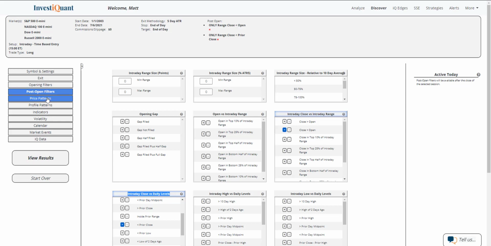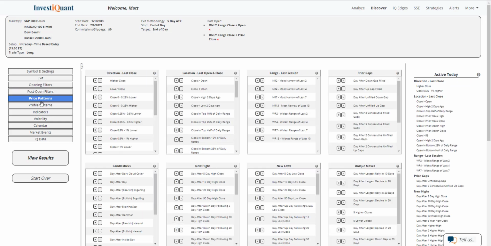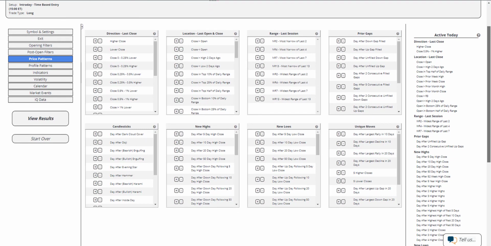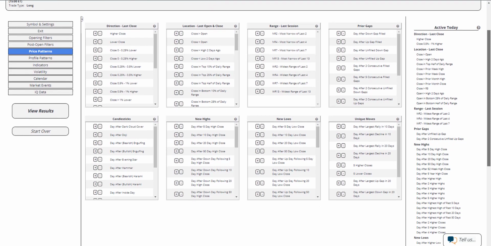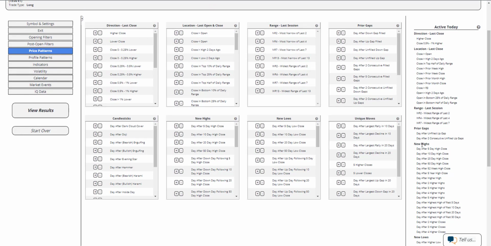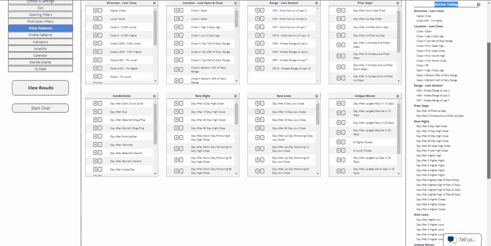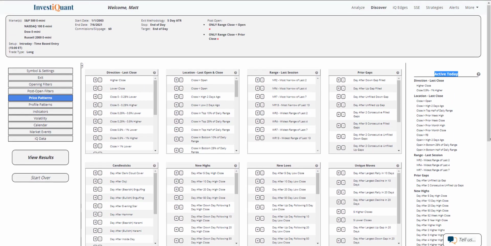Next, I'm going to go to Price Patterns Library, and I'm going to say that the prior session was the highest close of the past 52 weeks. So to find that, you can go into the New Highs section. We've got this long list of things I'm showing you here as I scroll down, all the things that are true. But the one that I want to grab here is day after 52-week high. I'm going to click on that.